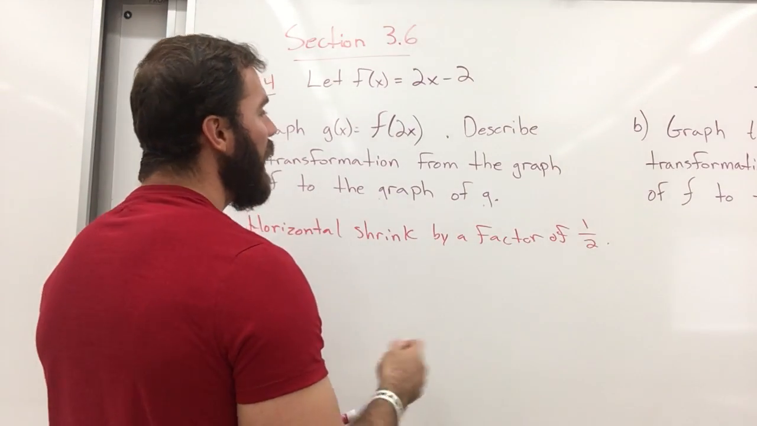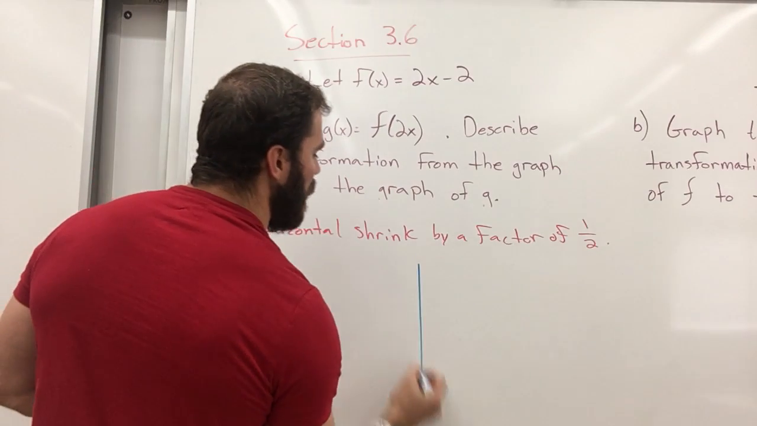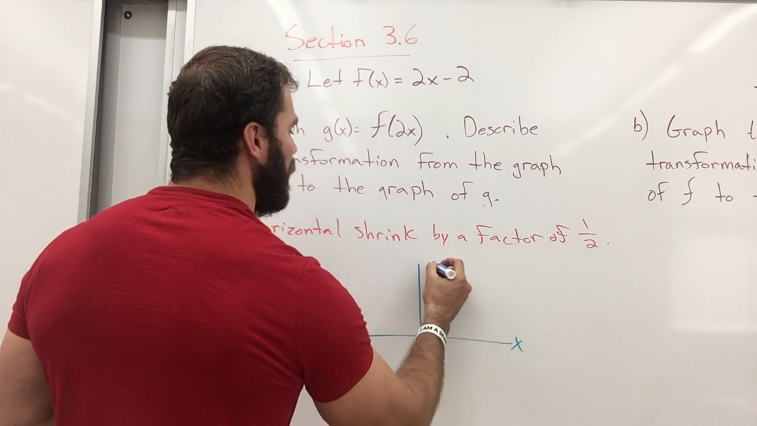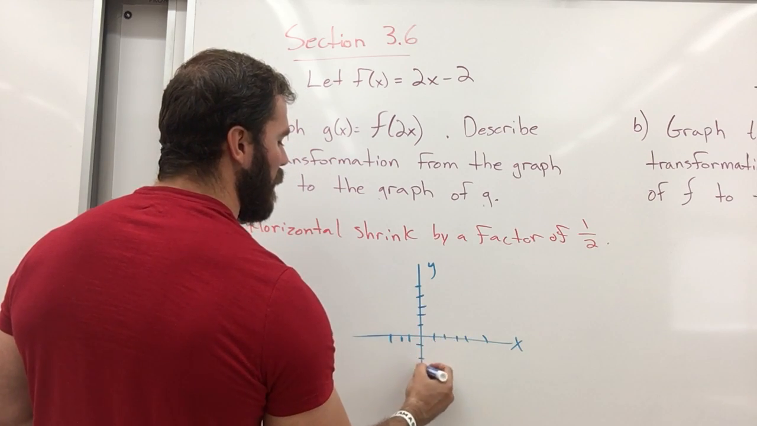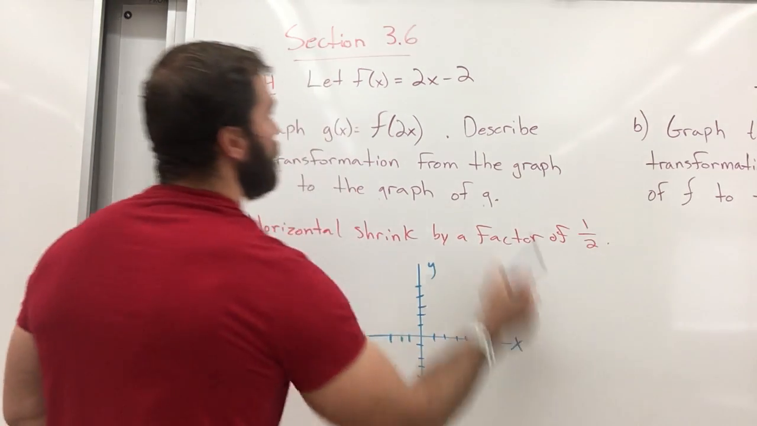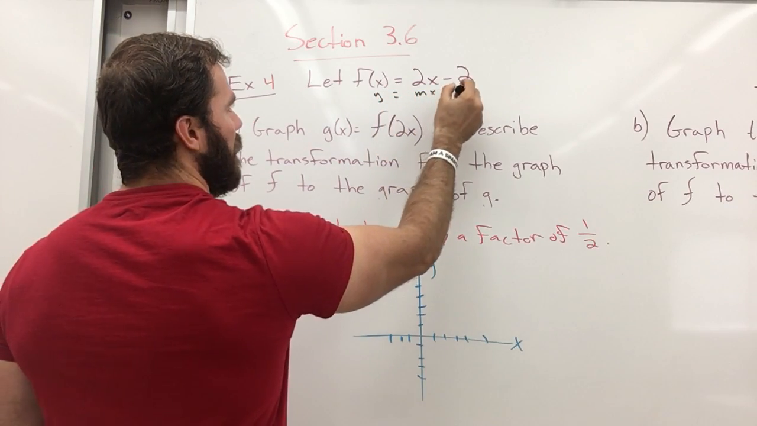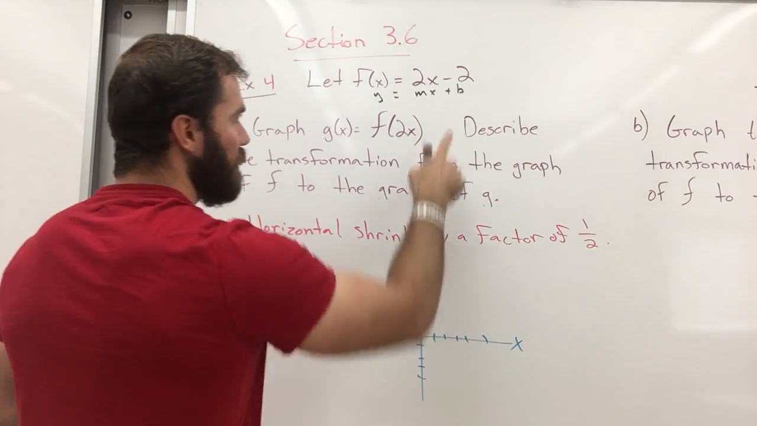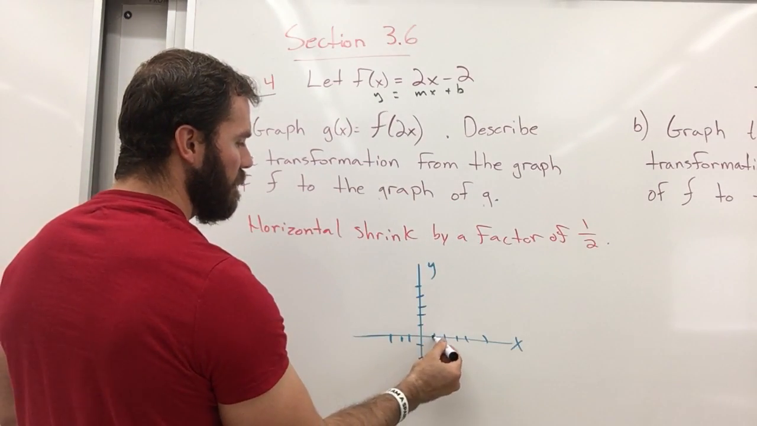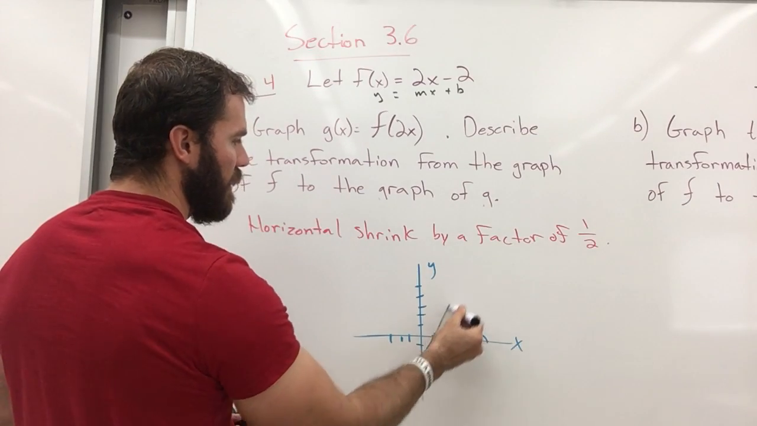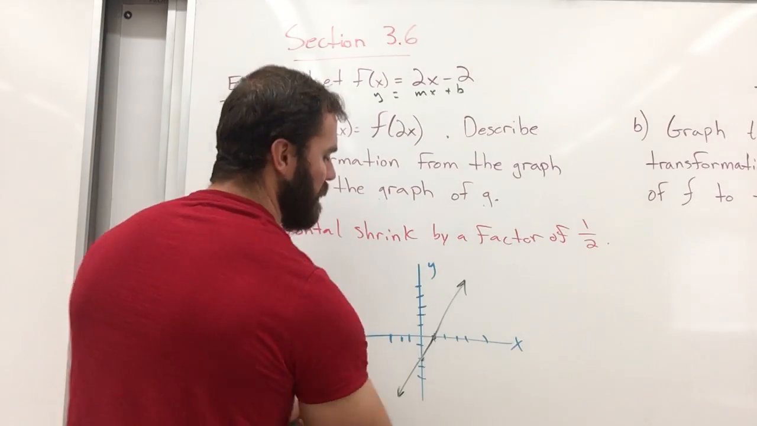And then our graph, let's first graph our original function. So this is just like y equals mx plus b. The y-intercept is -2. Slope is 2 over 1. There is my original graph. That's f of x.